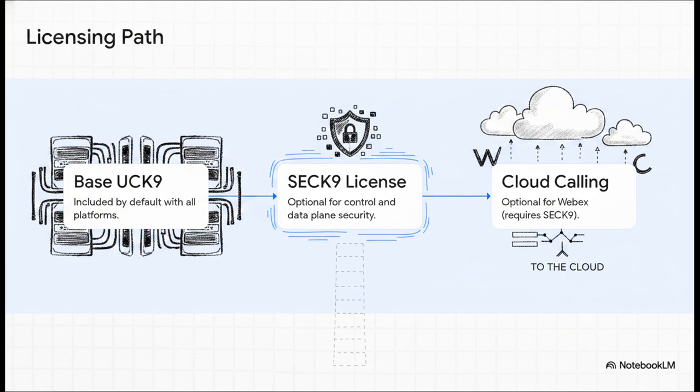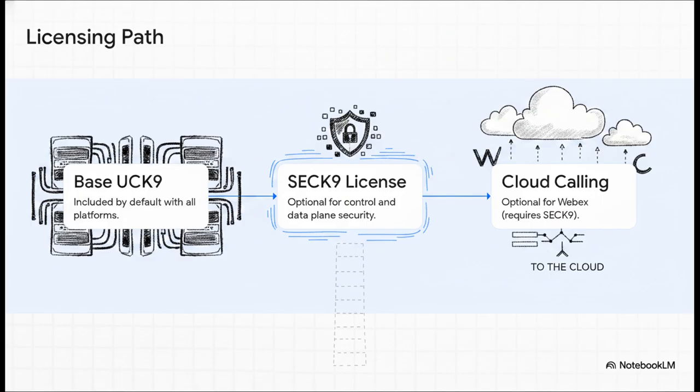Let's actually break down that licensing progression step by step, especially if your ultimate goal is cloud integration. It's a really logical path. Step 1 is the base Unified Communication or UCK9 license. And the great news is this is included by default out of the box with all VG410s. Step 2 is the SECK9 license. This one's optional, but you definitely need it if you want advanced control and data plane security features. And then, step 3 is the Cloud Calling license. If you want to connect up to WebEx Cloud Calling, you need this license. And keep in mind, it mandatorily requires you to have that SECK9 security license already installed.